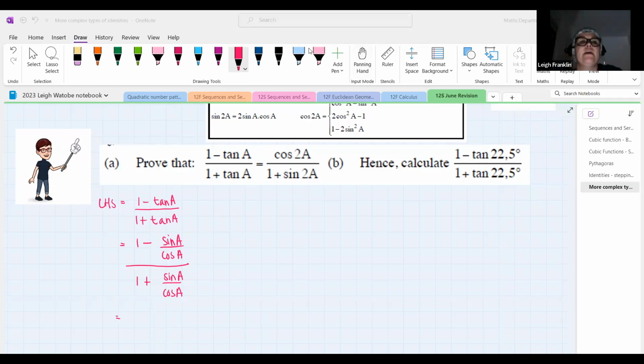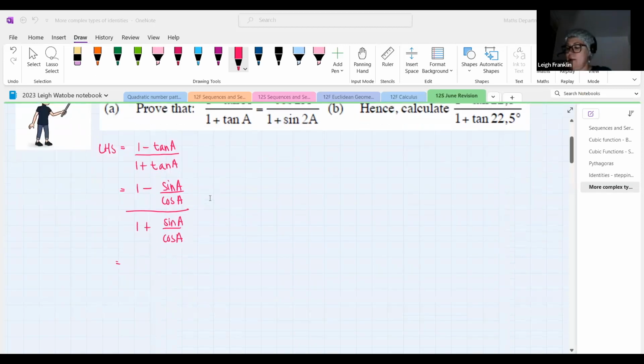If I write it as Tando, go for it. Hi, ma'am. Hi, Tando. Ma'am, aren't we supposed to rewrite the 1 as cos squared A plus sine squared A? Yes, in certain situations. But would you believe, Tando, that rewriting 1 as sine squared A plus cos squared A in this situation is not going to help you at all?